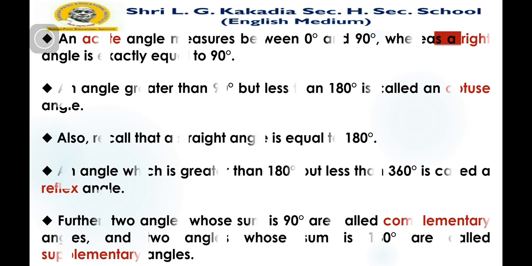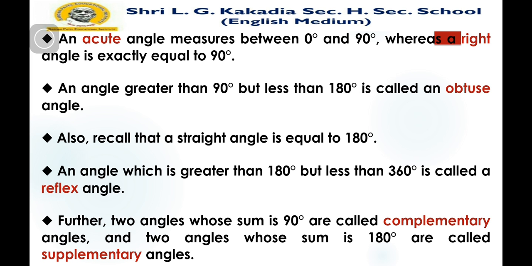So here we can define all the angles. An acute angle measures between 0 and 90 degrees, whereas a right angle is exactly equal to 90 degrees. An angle greater than 90 but less than 180 is called an obtuse angle. Also recall that a straight angle is equal to 180 degrees.